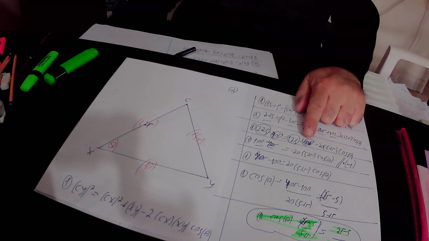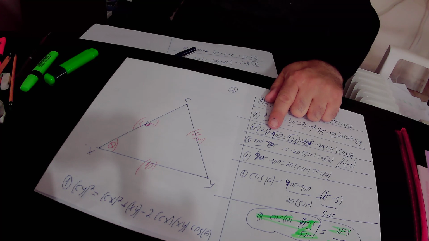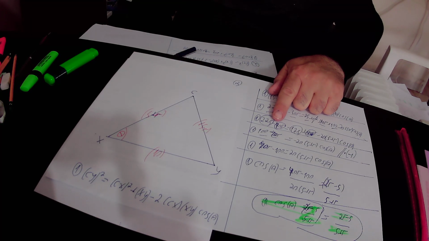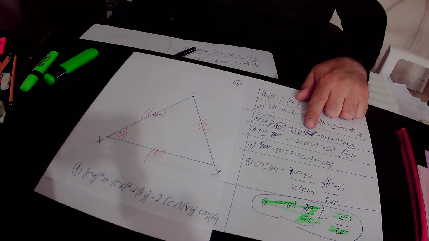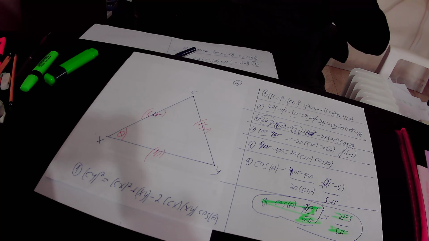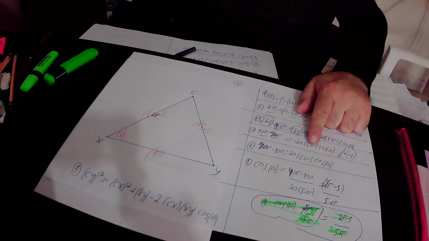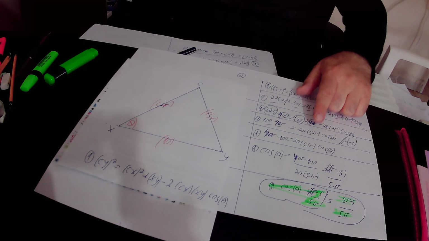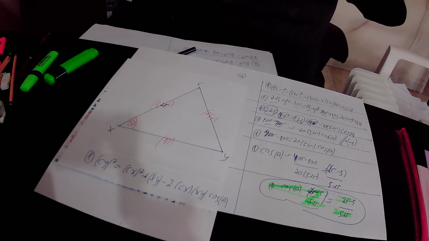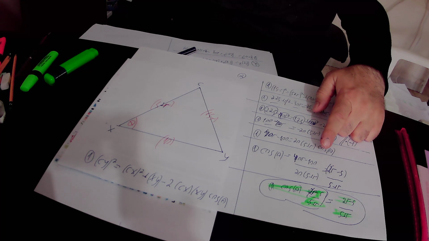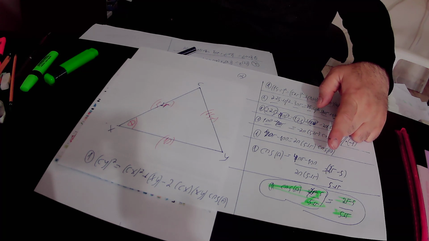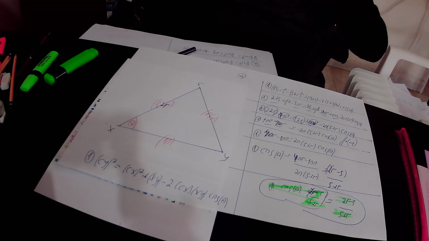Here we multiply the equation by minus 1, and we got that minus 40r times minus 1 is 40r, 100 times minus 1 is minus 100, and it will be equal to 20 times (5 plus r) times cosine theta. We divided the equation by 20 times (5 plus r), and we got that (40r minus 100) over 20 times (5 plus r) equals cosine theta.